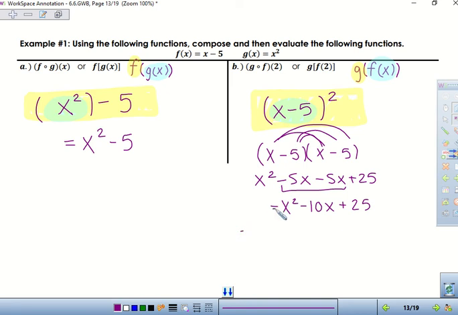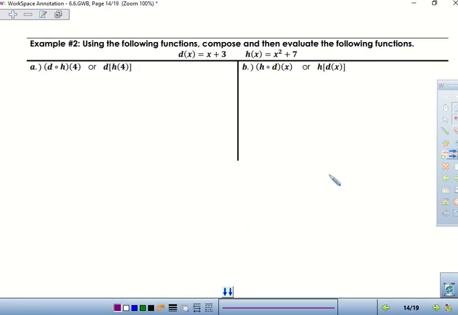Alright, you ready to see a few more? Hopefully that'll help anyone who's still confused. Okay. So, first we want to find d of h of 4. So we first have to find d of h of x before we can find d of h of 4, right?